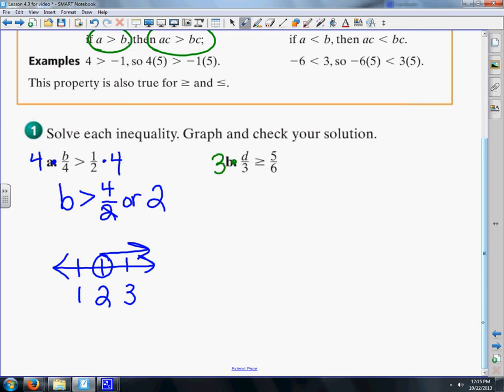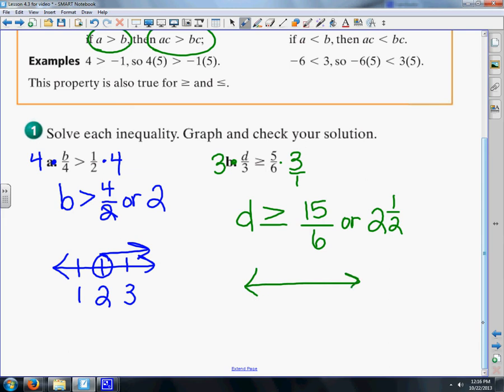Okay, I'm going to multiply by 3 on both sides. So D is greater than or equal to, now this is 3 over 1. So I would do 5 times 3 is 15. And 6 times 1 is 6. So 15 over 6. Or that goes in twice with 3 over 6 remaining. And 3 over 6 is 1/2. So if I draw my graph, 2.5, and then we'll do 3 and we'll do 2 right here. If I draw my graph, it's a closed circle and it's everything greater than 2.5.